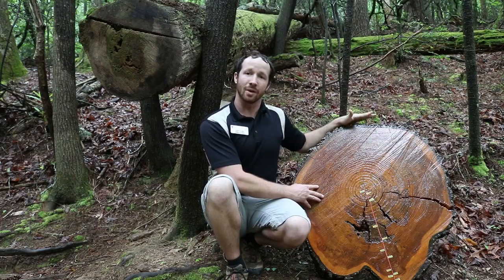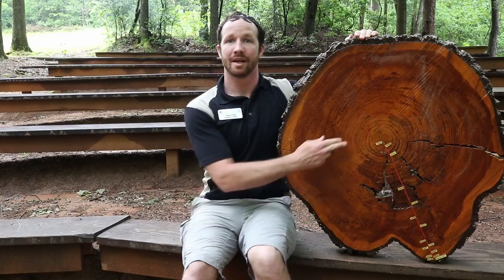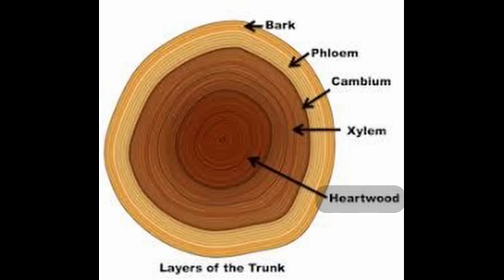So let's take a closer look at the components that make up our tree. So let's take a look at the parts of the tree. In the middle, we have our heartwood, which is the strongest part of the tree and provides structural support. As we're moving further away, we have our xylem, which carries water from the roots to the rest of the tree. And then we have our phloem, which carries nutrients from the leaves to the tree.